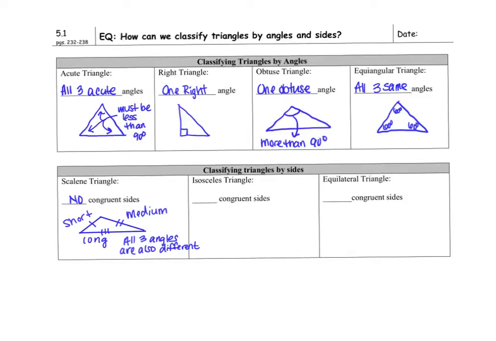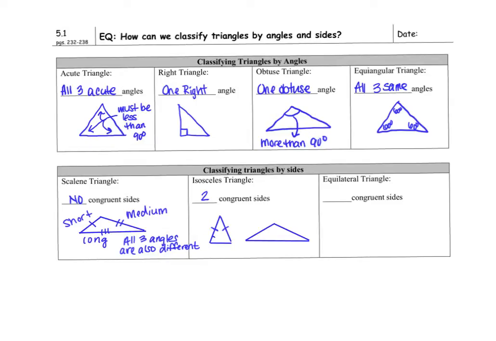Next, we have isosceles triangles. Isosceles triangles have two congruent sides. Here are some examples of some isosceles triangles. The two congruent sides will be marked with little dash marks, and one mark represents that this side is congruent to this side. So if they both have one little mark, then that means the sides are congruent.